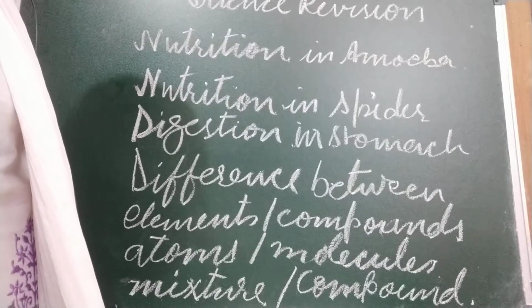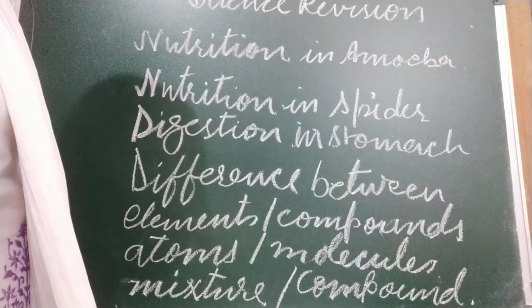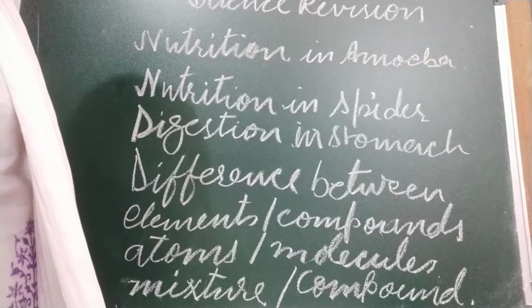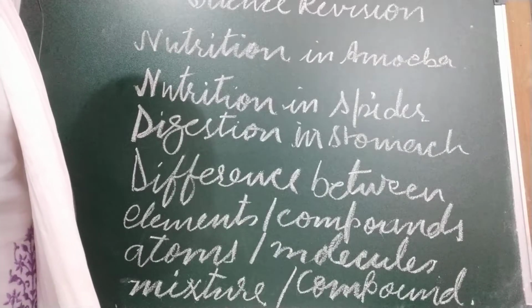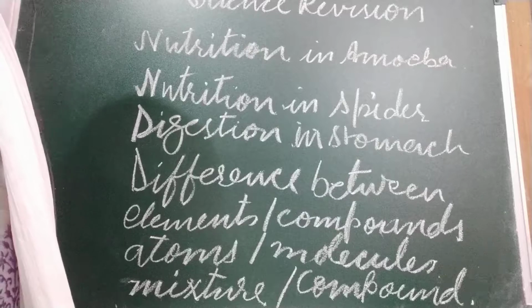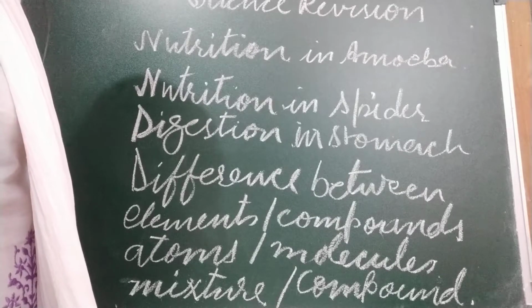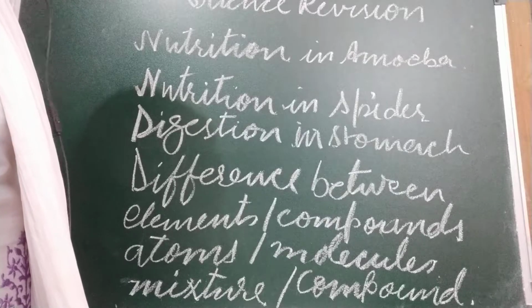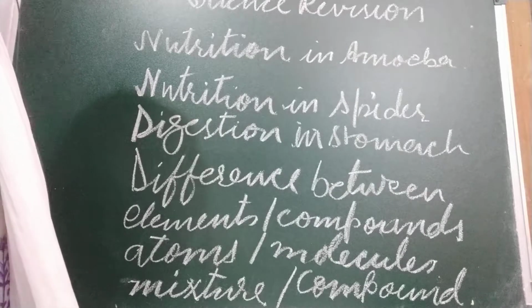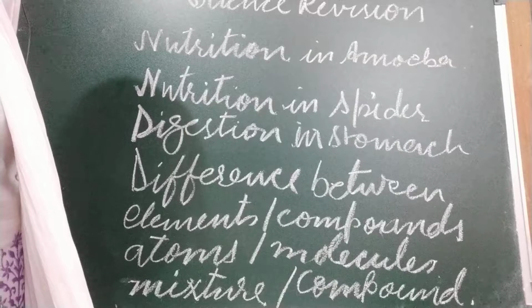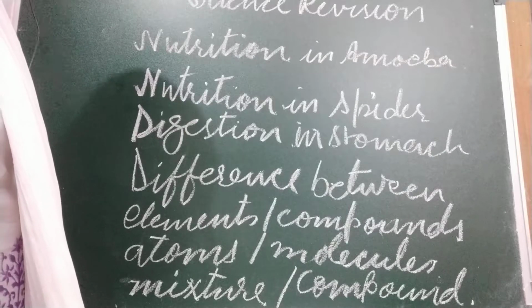Hydrochloric acid is secreted by the stomach. This acid kills bacteria that enter along with the food and also helps in digestion of proteins. The stomach muscles squeeze and mix the food with digestive juices. The digestive juices break down protein into simpler substances.